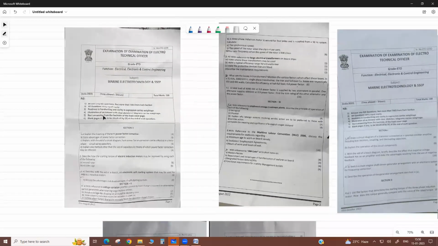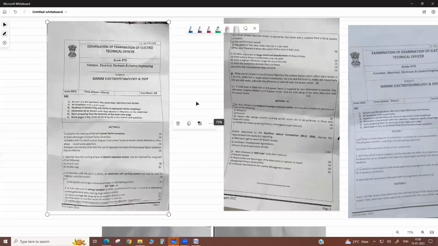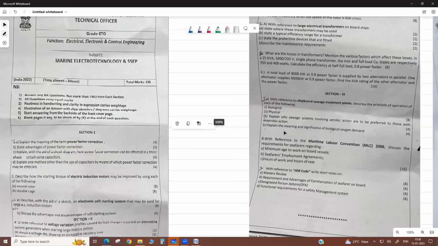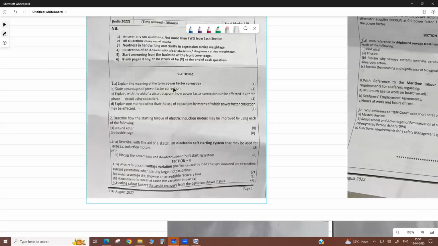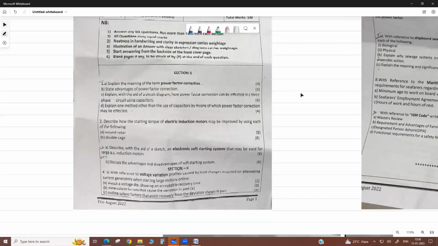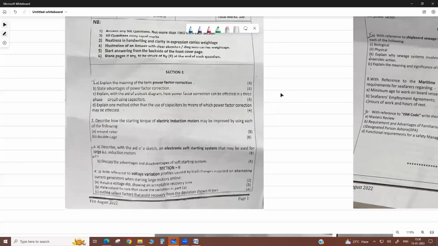Here, if you see, this is the August month question paper. Explain the meaning of the term power factor correction. As I told you, correction means improvement. If we improve the power factor from low to high, what is the advantage? It was recently covered in power factor, yesterday I think.